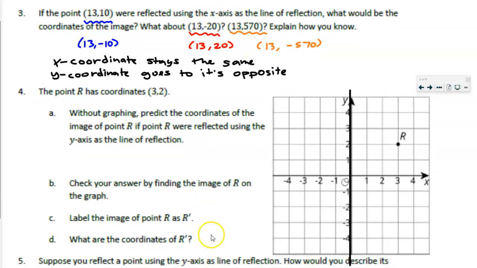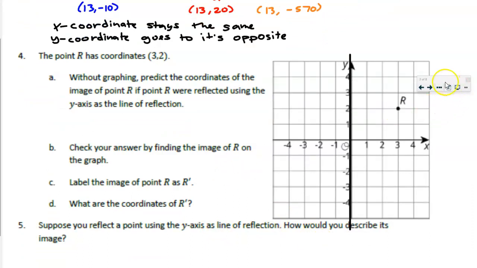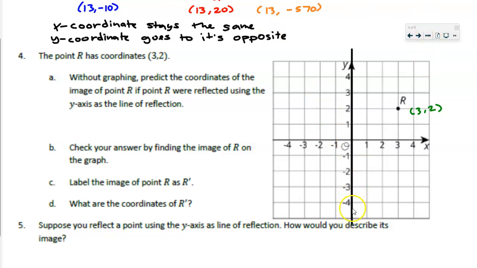Okay, let's see what happens on number 4. Now I have just a single point, just R. The coordinates of R are (3, 2). But I'm changing the mirror line now. Now the y-axis is going to be the line of reflection. So I've made it bold so it can stick out here. Our mirror line is now the y-axis. And what are the coordinates going to be when I reflect R? What are the coordinates going to be this time? So make a prediction first, and then we'll actually do that reflection.